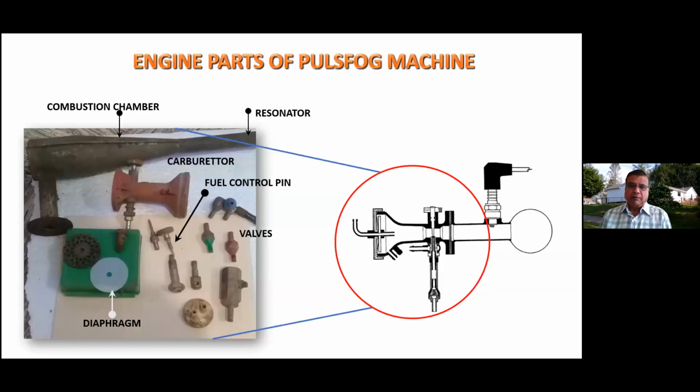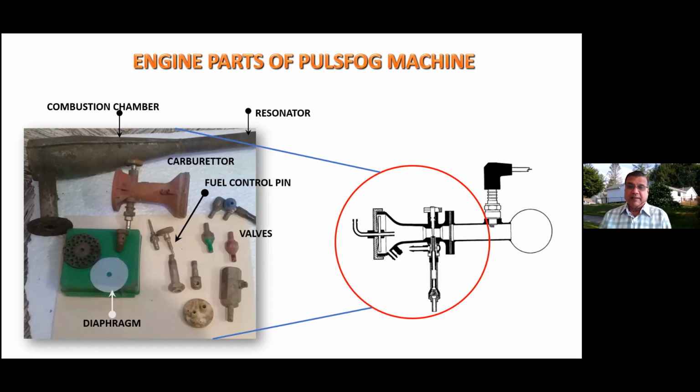So the other small machine, a very popular pulse fog machine. The pulse fog machine doesn't have any moving parts. That is the advantage of this. A good technology, German technology. No moving parts in this machine.